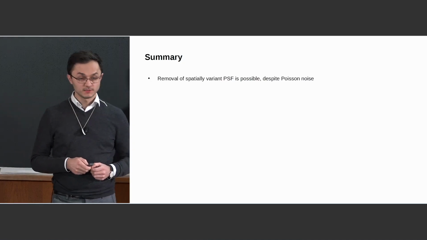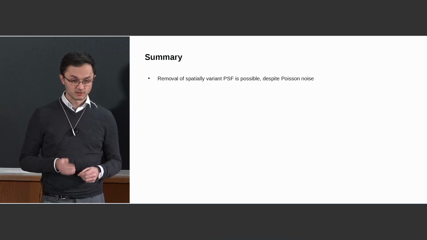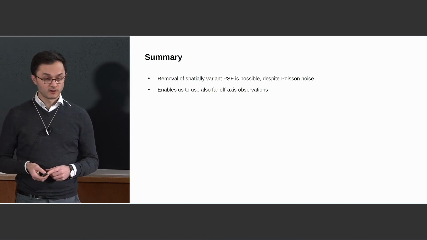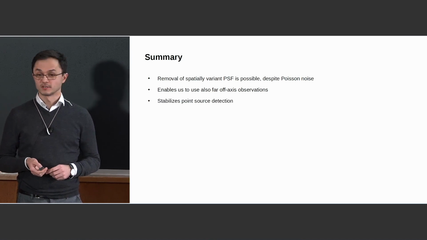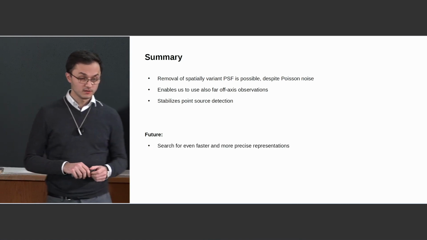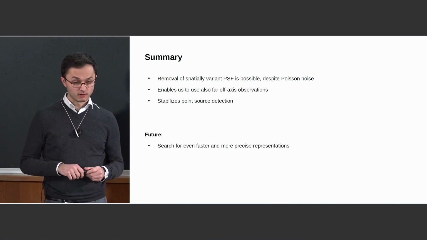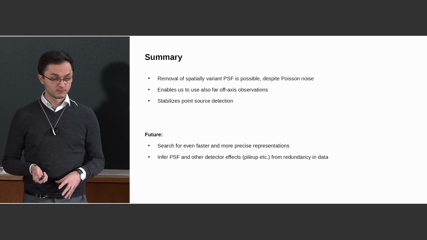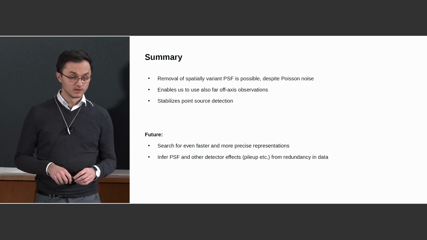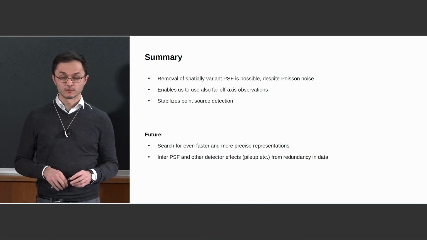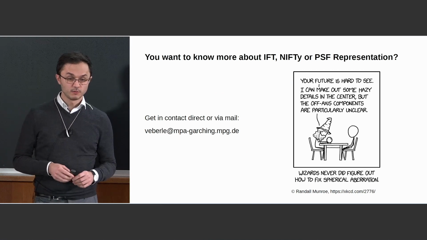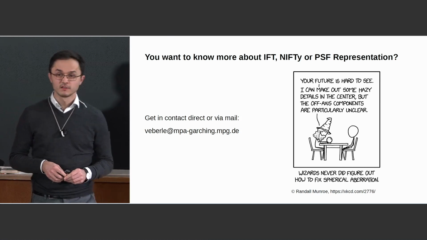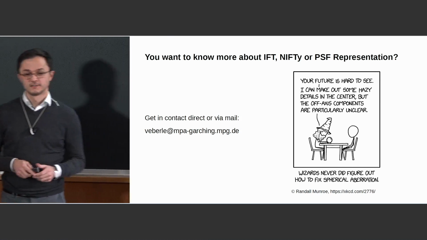So to summarize, removal of spatially variant point spread functions is possible despite Poisson noise, and it enables us to also incorporate far off-axis observations and stabilize point source detection. For the future, we want to find faster and even more precise representations of the point spread function, and perhaps we would also like to infer the PSF or other detector effects from redundancy in data. If you want to know more about the IFT, NIFTy, or PSF representations, just let me know. Thank you, and I'm open for questions.